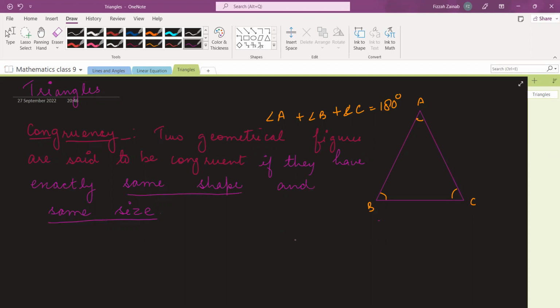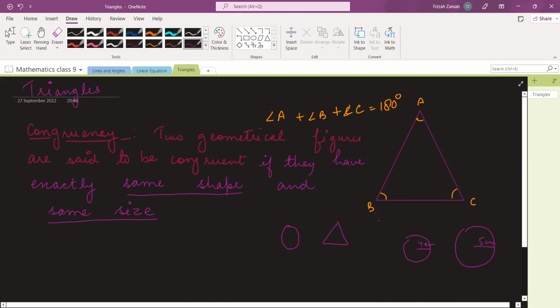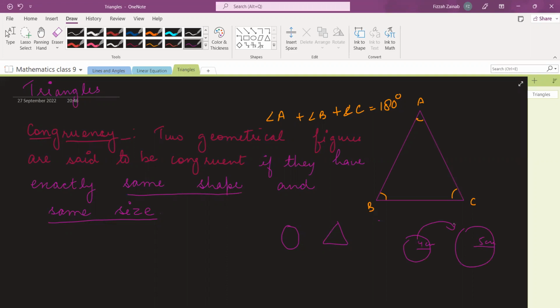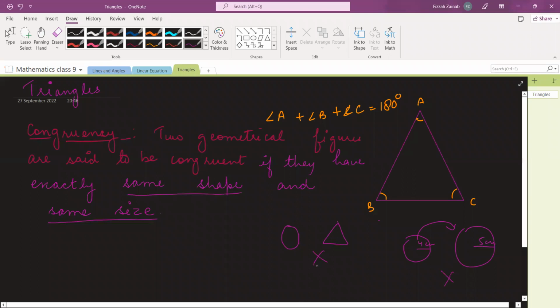Obviously, same shape means if I have a circle and I have a triangle, and I want to place the triangle over the circle, the triangle is not going to cover the whole area of the circle, right? So I need a circle to cover the circle. And if the radius of the circle is unequal, let's say one circle has a radius of 4 centimeter, another circle has a radius of 5 centimeter, and I place this circle over this circle, it's not going to cover the full area of the circle, correct? So they are not congruent. And these figures are also not congruent.